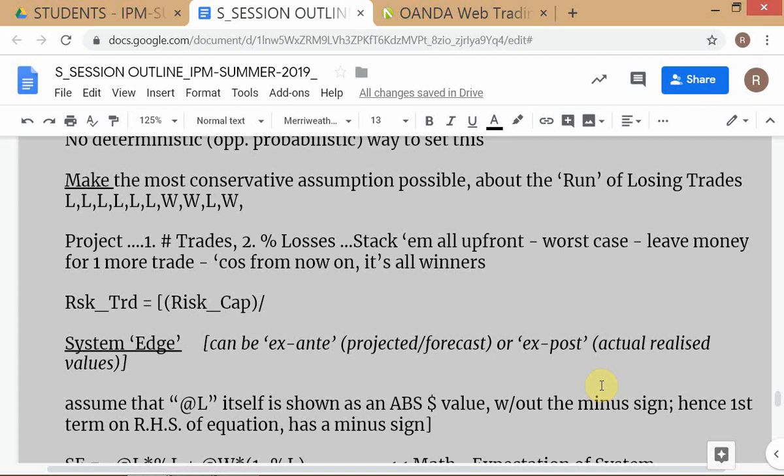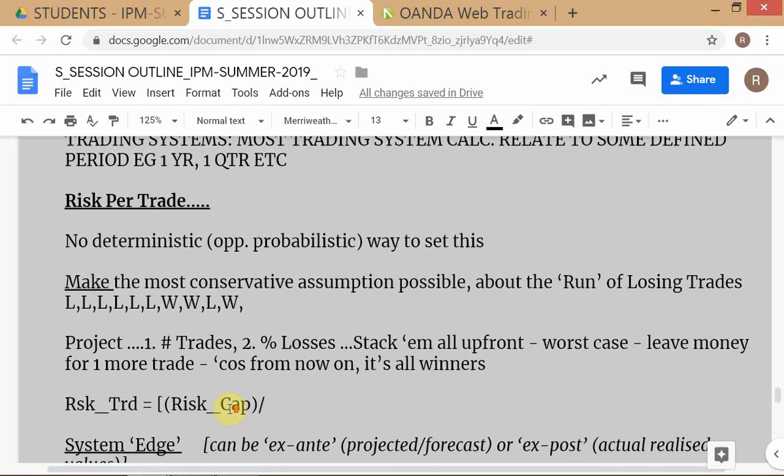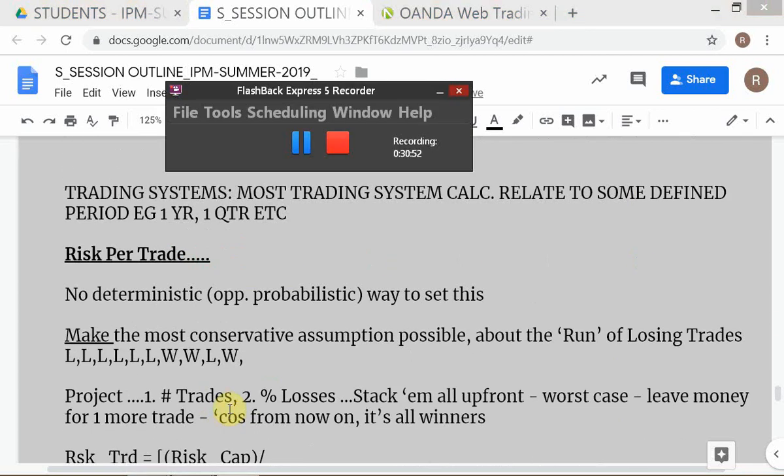In ex post, you're working at the end of your trading period. If you trade for 1 year, at the end of the trading period you can go back and look at your performance, and then you can use actual realized values, say that I lost 16%. That's an ex post figure, because that's an actual figure of what you lost. But ex ante, you may project that you are going to make 15%. That's an ex ante projection, so therefore it's not certain. We are right now doing ex ante calculations, trying to determine risk per trade.